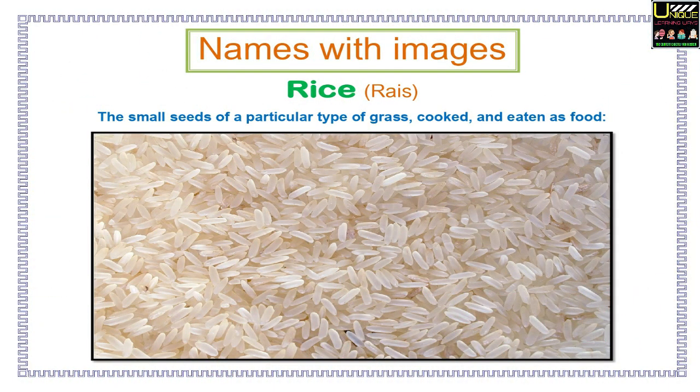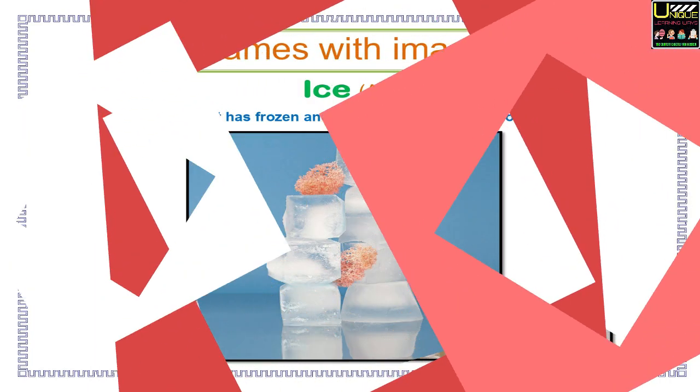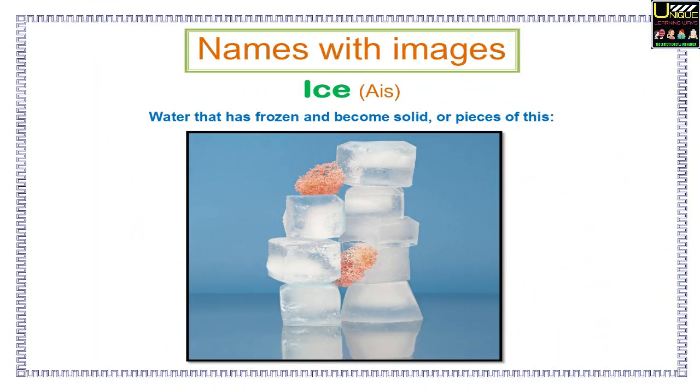Names with images. Here you will see the word, its explanation with an image. Rice. The small seeds of a particular type of grass, cooked and eaten as food. Ice. Water that has frozen and become solid, or pieces of this.